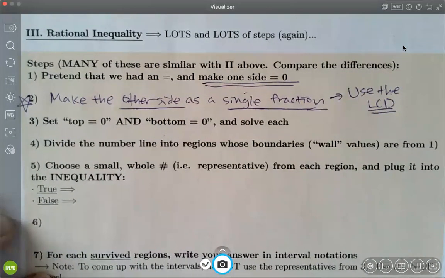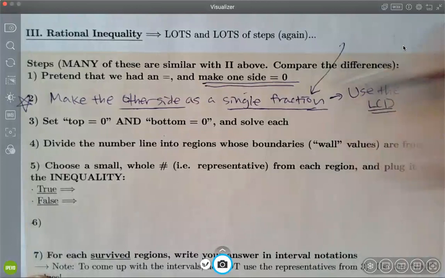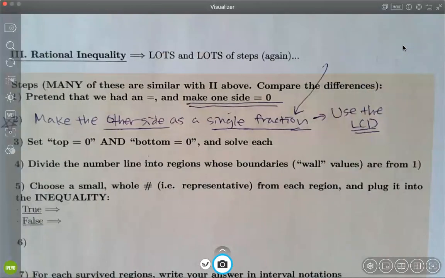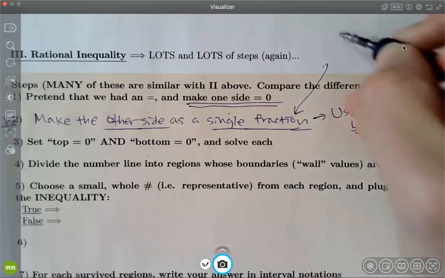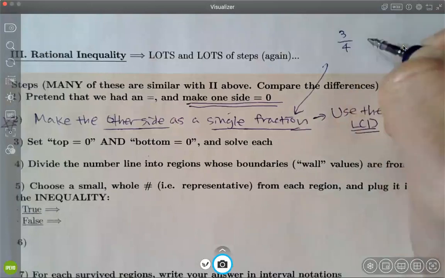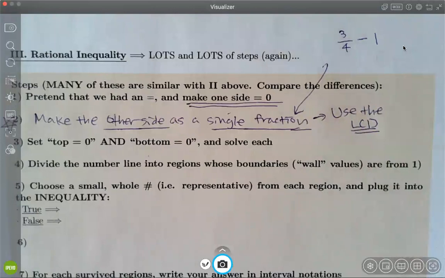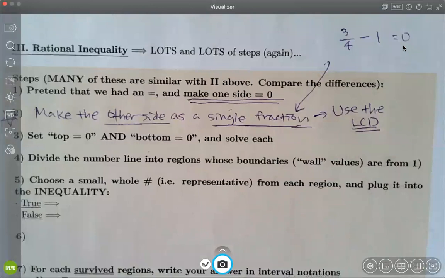Okay, so now this is the first difference compared to the quadratic inequality. Okay, so now what is a simple example for this? So for example, what is a good problem? So suppose we have something like this. Okay, and of course, like the other side is equal to 0, like for example. Okay, so now when you subtract 1 from 3/4, you use the LCD, right?